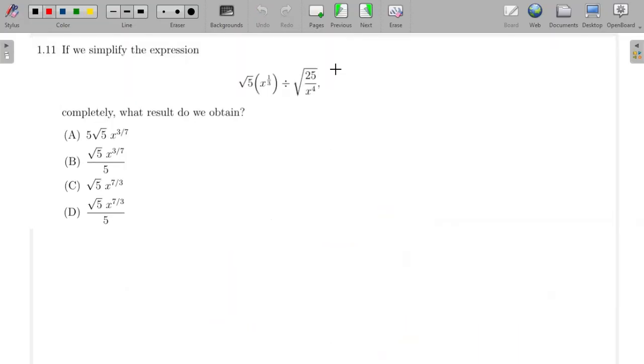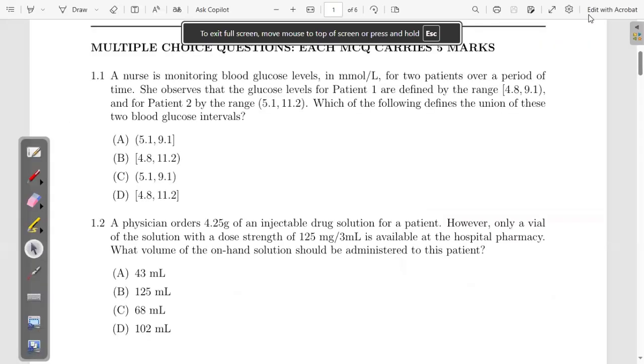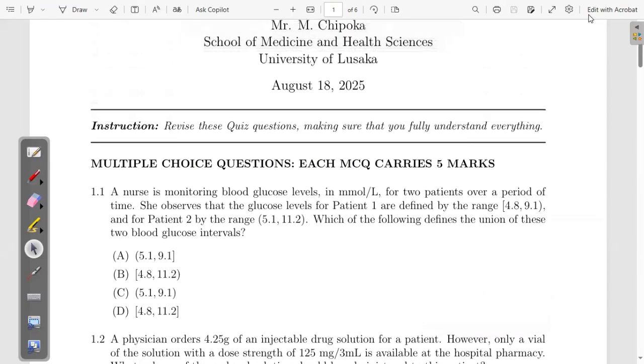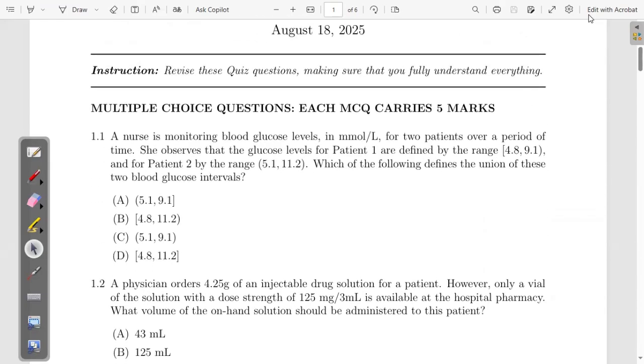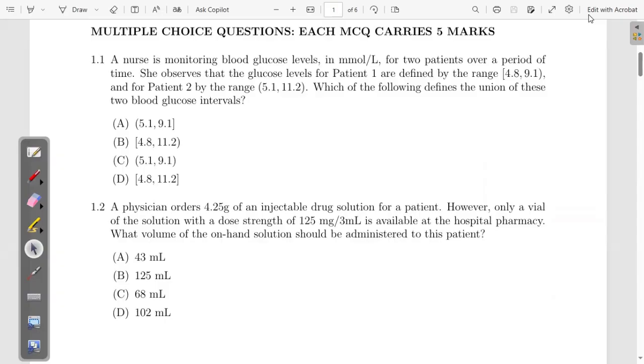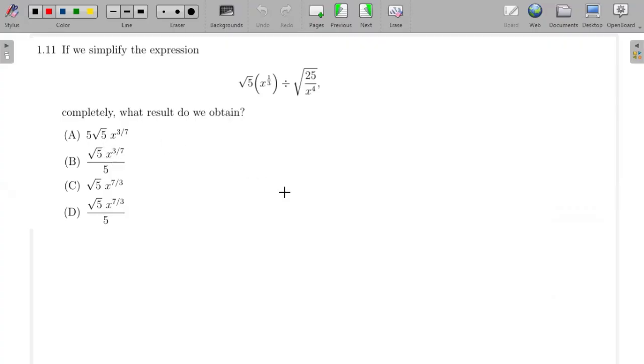We go to questions 11 to 20, which are more on just the solving. Remember, we are passing through this quiz. We've already solved question 1 to question 10, which is on the applicational part. So now we start this part where we're just solving. Here they're saying, if we simplify the expression completely, what result will we obtain?